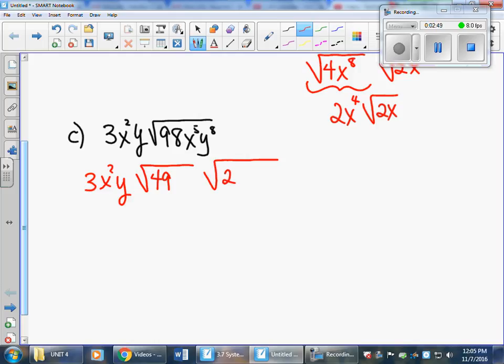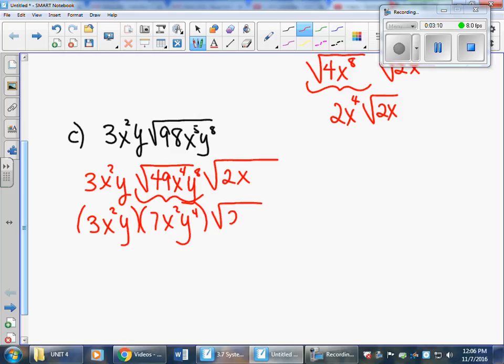And then again, because we're talking about a square root, we're going to take out x to the 4th, and we can take out the whole y to the 8th. But then we have 1x left over. So now make sure you simplify. Remember, this part is the part we need to simplify. This becomes 3xy times 7x squared y to the 4th. But then we still have that square root of 2x. Or we'd like to refer to it as radical 2x or rad 2x.